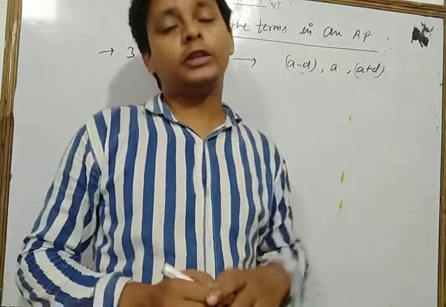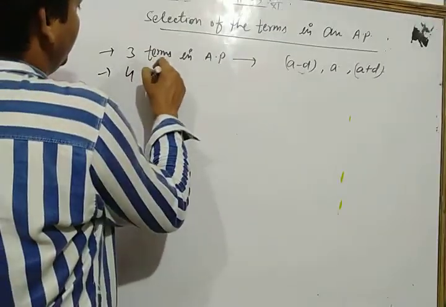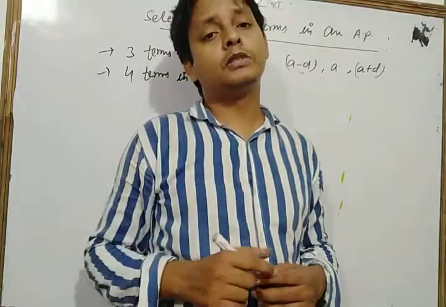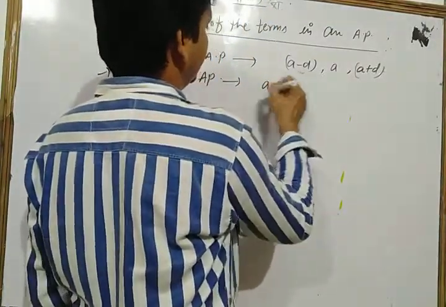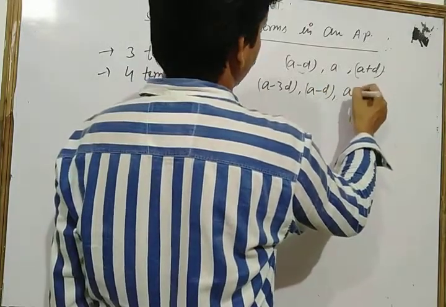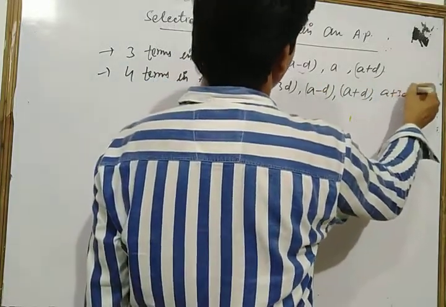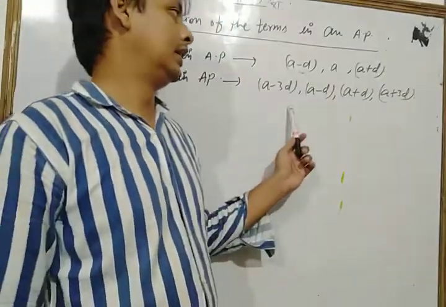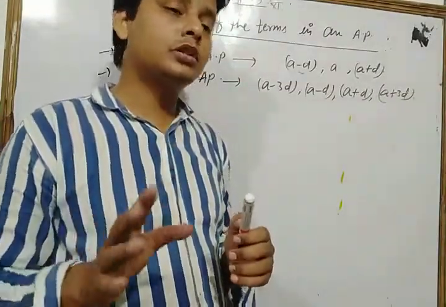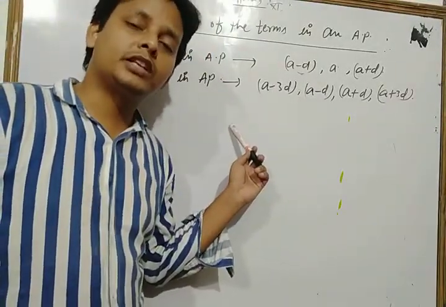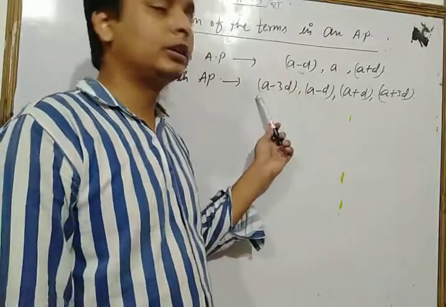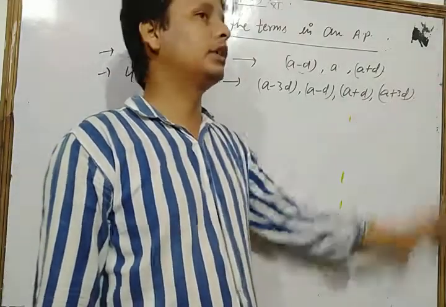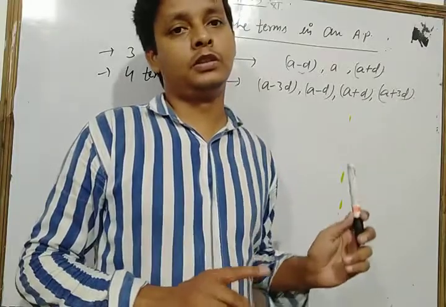Similarly, we take 4 terms in AP. We always take the 4 terms in AP as A minus 3D, A minus D, A plus D and A plus 3D. Dear students, if any question considers 4 terms which are in AP, then we always take these 4 terms: A minus 3D, A minus D, A plus D and A plus 3D.